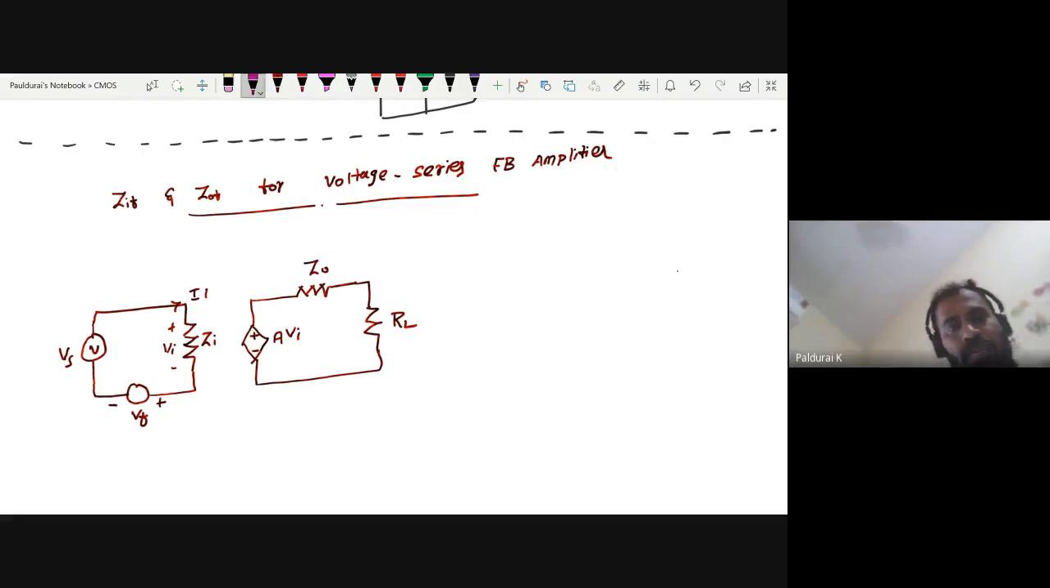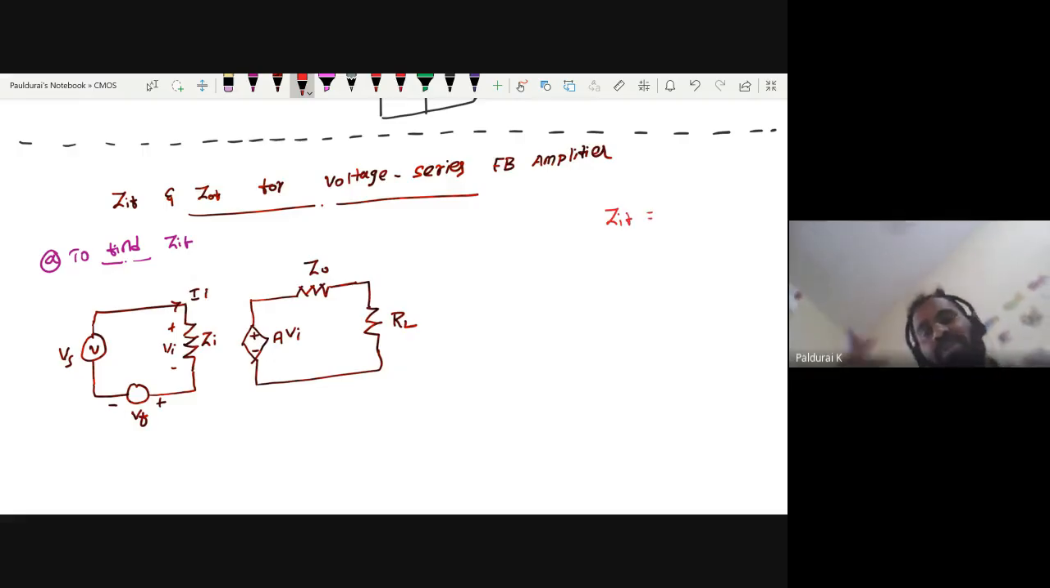Now let me put the heading: to find input impedance with the feedback. Okay, what is the expected answer? Anyone? What's the expected final expression? Input impedance for voltage series feedback amplifier. Series mixing. So does input impedance increase or decrease?